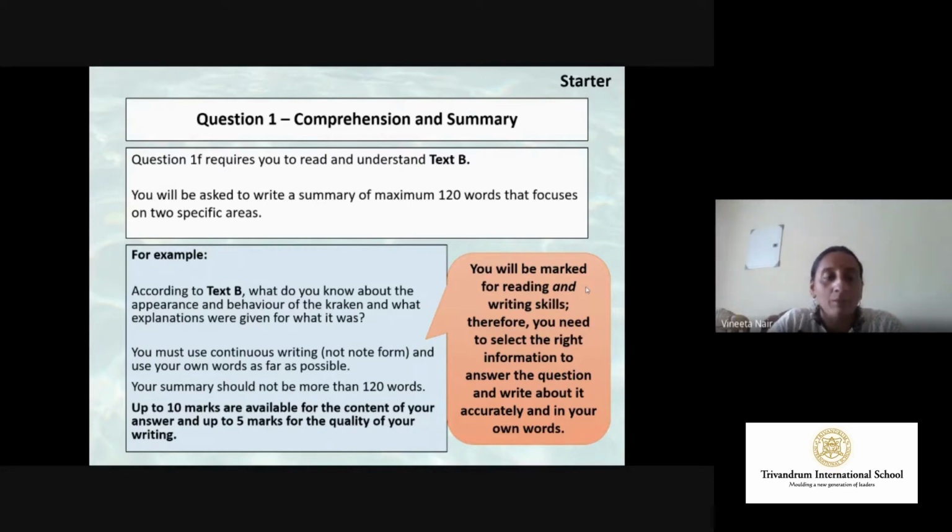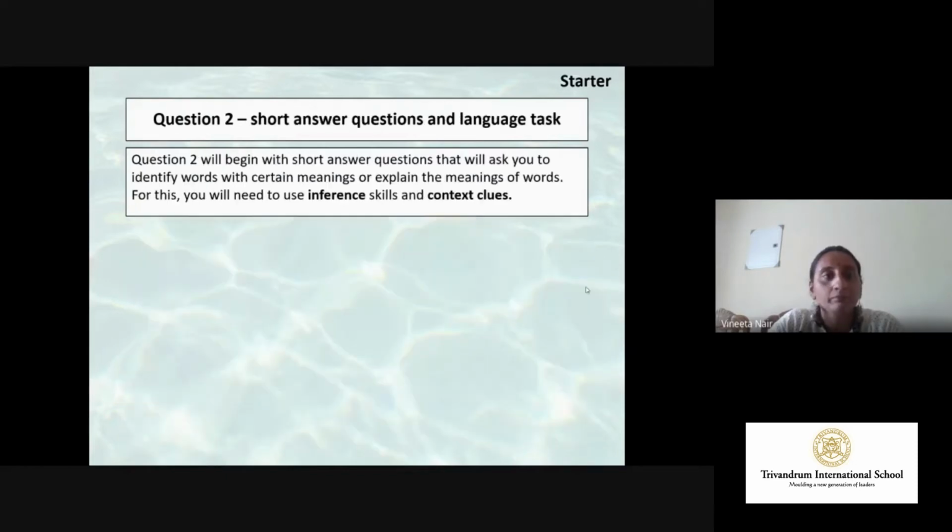So this can be a possible example of how a summary question might look, and they are definitely marked for reading and writing skills. So they have to choose the right information.